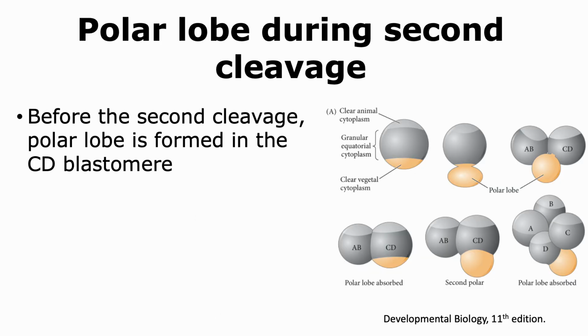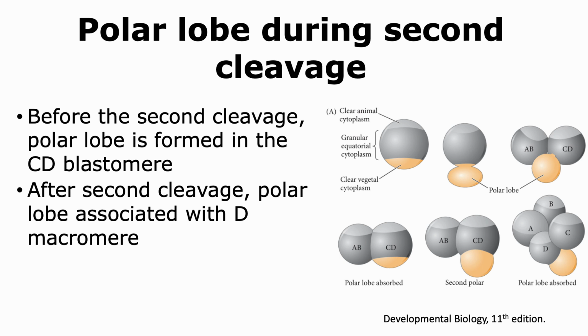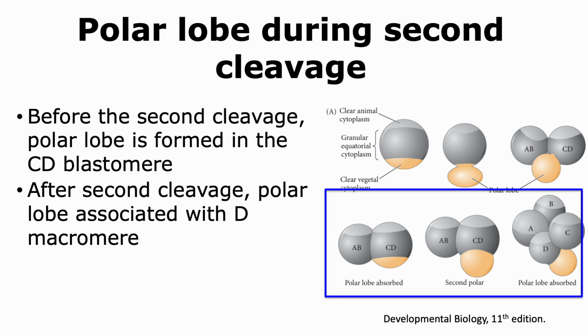So we saw the role of the polar lobe in the first cleavage step. Now let's see what happens in the second cleavage step. Before the second cleavage, the polar lobe is formed now in the CD blastomere. After the second cleavage, the polar lobe gets associated with the D macromere. That is what is shown in the figure below, where we have our AB and CD blastomeres.